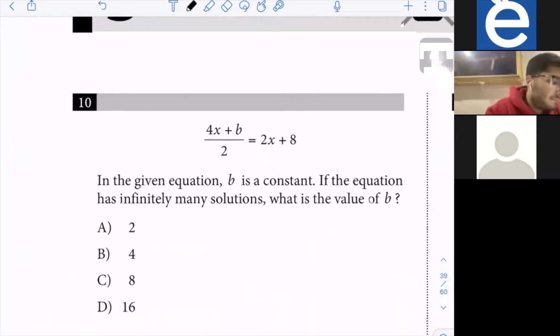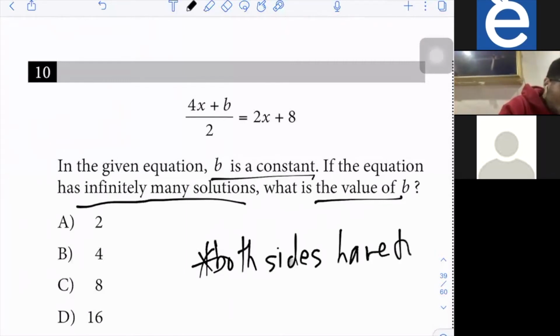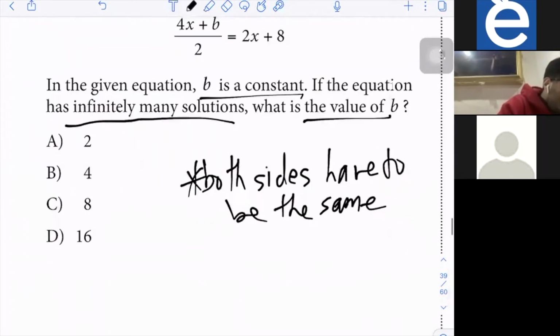In the given equation, b is a constant. If the equation has infinitely many solutions, what is the value of b? So the important thing to know for this question is that in order for an equation to have infinitely many solutions, both sides have to be the same. So in this case, let me explain.